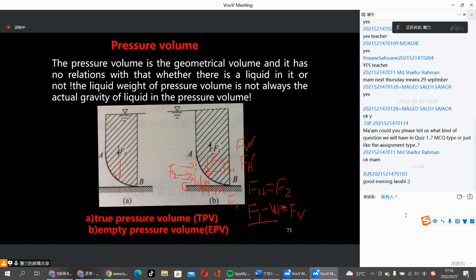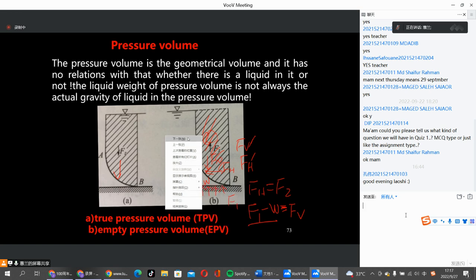So here we can find that Fv is still equal to the weight of this shaded volume, right? Still equal to the weight of the fluid volume above the curved surface up to the free surface. But here we don't have real fluid, that's why we call it empty pressure volume. Okay, any questions about this part? If no questions, we will go on. True pressure volume means we have real fluid inside this fluid block, but for empty pressure volume, we don't have real fluid there.